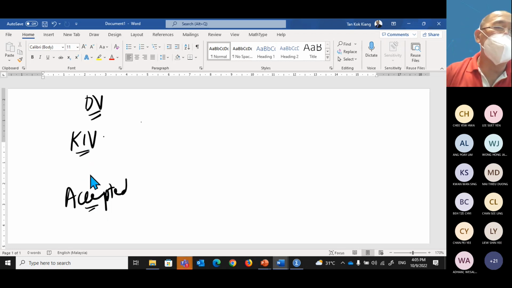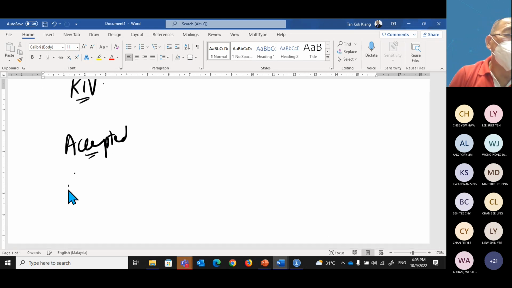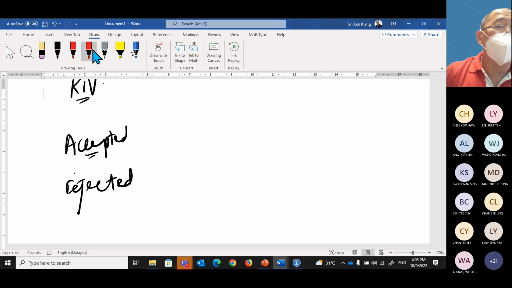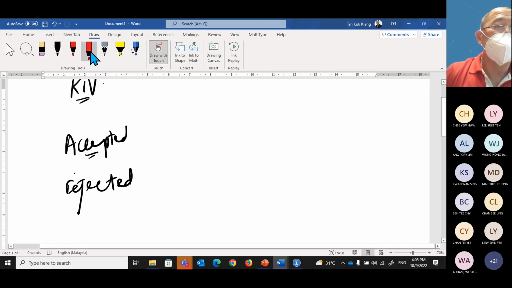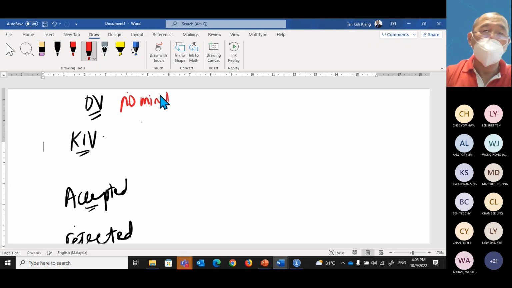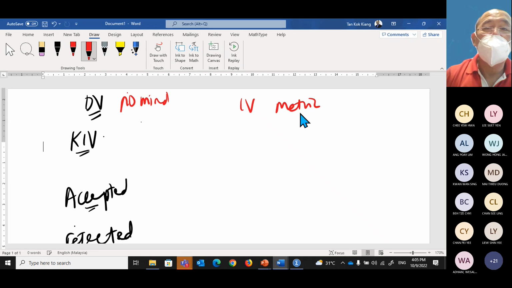Normally HR know the result, but they did not tell you. Even if you are rejected, they will tell you KIV, normally. So let's say we have 3 categories. The dependent variable actually must be nominal, a categorical variable. And then the independent variables are metric.